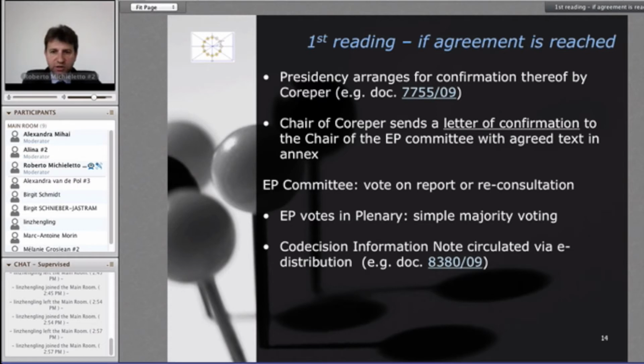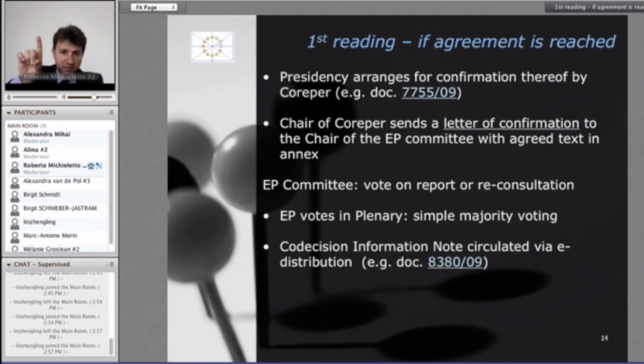So how it works, for the first reading, and then we go faster, because this is the most important first reading where something has changed. The President arranged for confirmation by Coreper when they found a compromise in trilogue. They go back with the text to the Coreper and say, this is the text, do you agree? Yes. So they send a letter to the Parliament and say, if you adopt this text, we will adopt the same text. This is called a letter of confirmation, sent by the Coreper Chair to the AP Committee. And that AP Committee re-votes on the text.